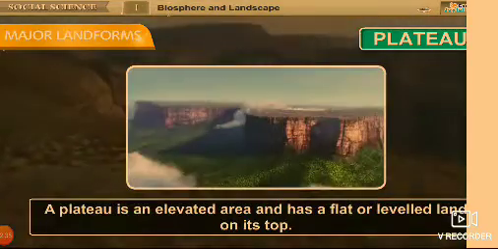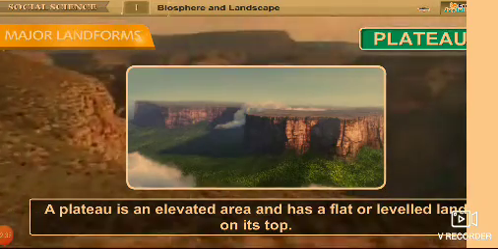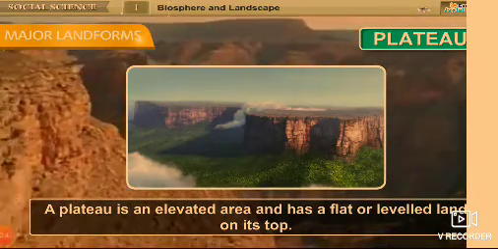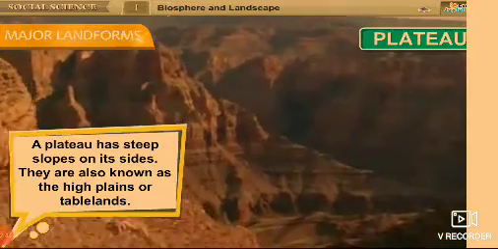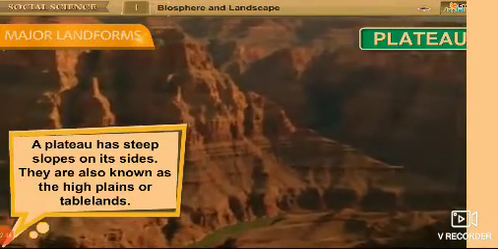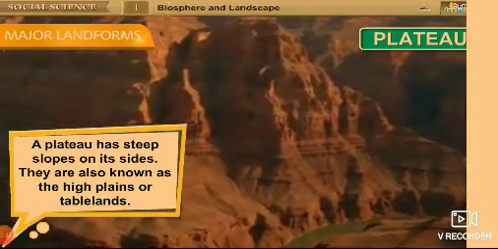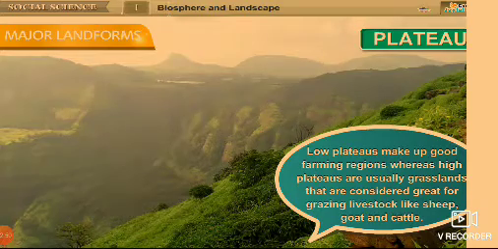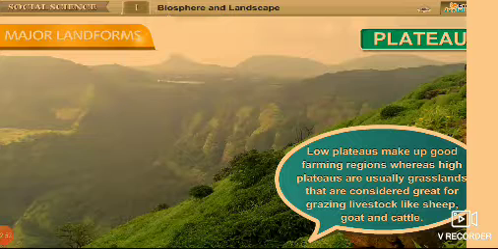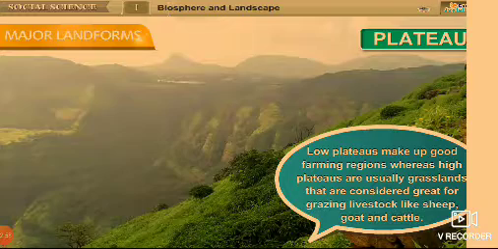Plateaus. A plateau is an elevated area and has a flat or leveled land on its top. A plateau has steep slopes on its sides. They are also known as the high plains or tablelands. Low plateaus make up good farming regions, whereas high plateaus are usually grasslands that are considered great for grazing livestock like sheep, goat and cattle.